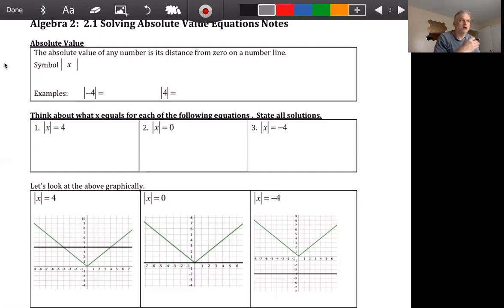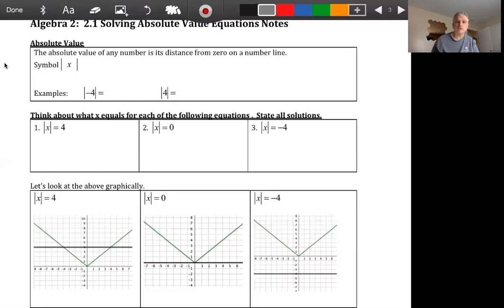Like it's saying, how far is it from here to the store? It's 3 miles. How far is it from the store back to here? It's also 3 miles. You never say, I traveled -3 miles. So it doesn't matter if you're going to the right or to the left, absolute value is the positive distance from 0.